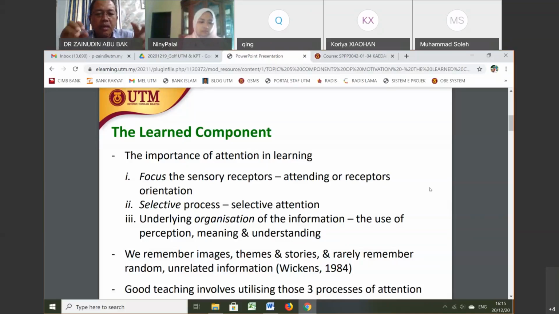And then number three, underlying organization of the information. So how we perceive, how we create meanings and understanding while giving attention. That is the principle of paying attention, because when we select something to be attended to, then we start to connect to our thinking processes, and of course the cognition, everything. So we try to connect with that situation.